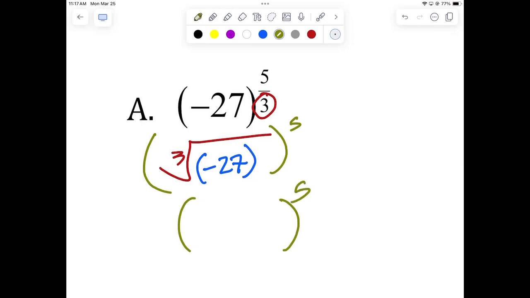Something to the 5th power. Let's evaluate the inside. What is the cube root of negative 27? That is, what number times itself 3 times is negative 27? Not 3, but negative 3.